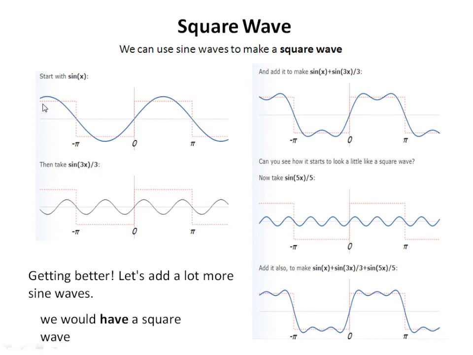So if we start with this sin x waveform, then if we add sin 3x by 3 to this waveform, then we will get this kind of waveform. So you can see how it starts to look like the square wave. Again, if we add sin 5x by 5 into this waveform, then it is getting better. When we add an infinite number of such sinusoidal harmonics, then we would have a square wave.